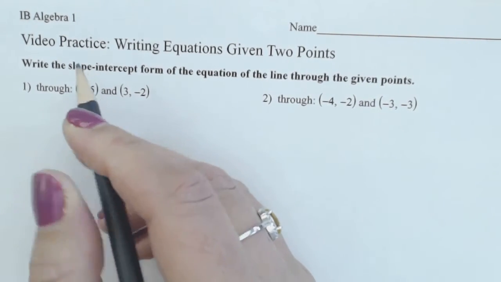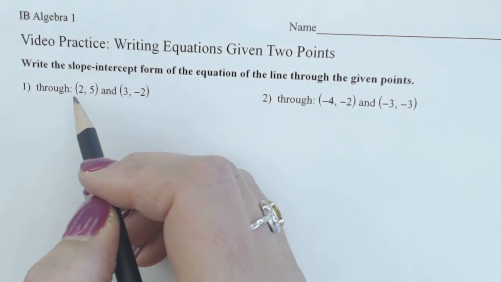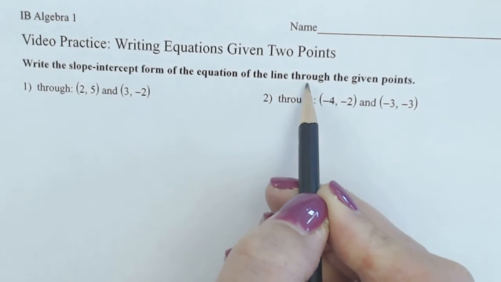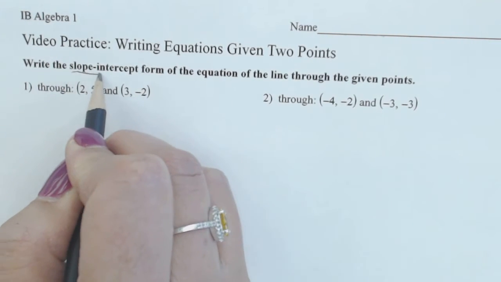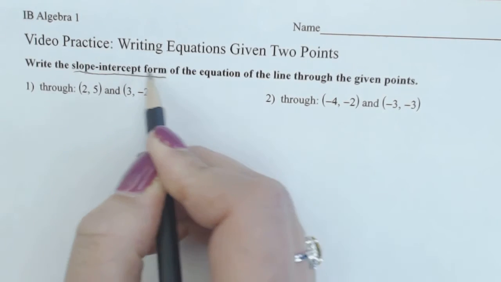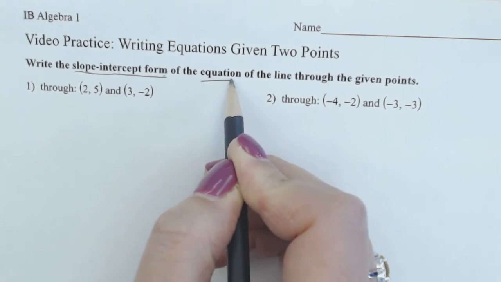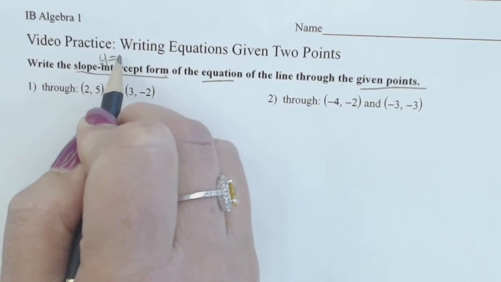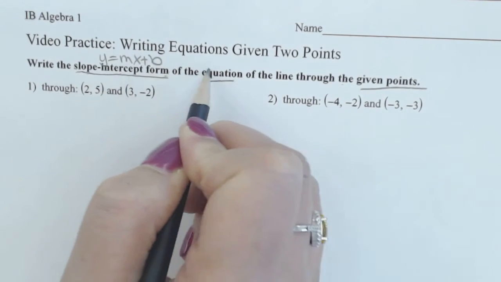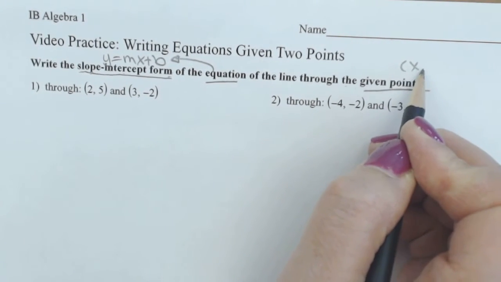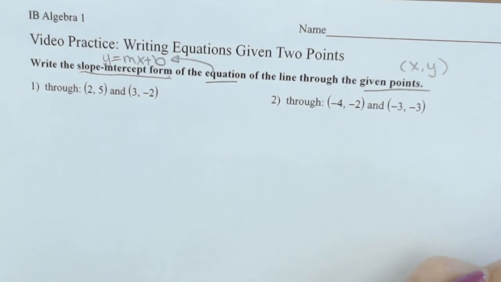The first one, actually, let's read the directions. Let's read and annotate. Write the slope-intercept form of the equation of the line through the given points. Let's underline. Write the slope-intercept form of the equation of the line through the given points. Slope-intercept form is y equals mx plus b. The equation, that's what we're going to be writing. Through the given points, we're probably going to have a couple pairs of coordinates, so that's x, y.